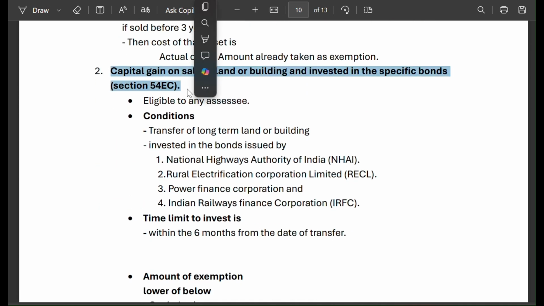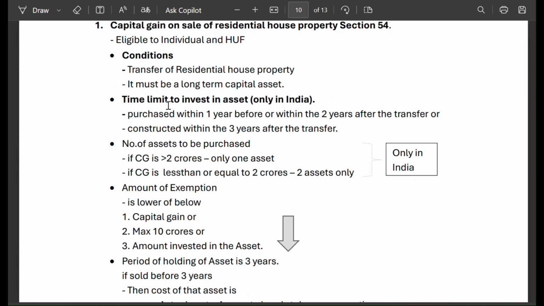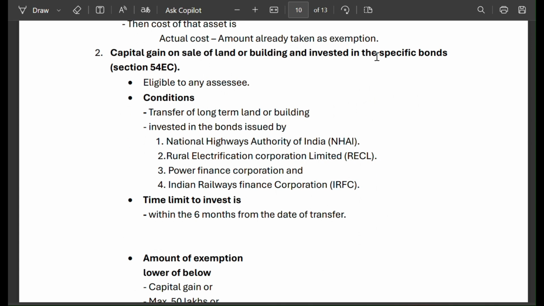And the second is section 54EC. This one applies to any sale of land or building where the amount is invested in specific bonds. The entire capital gain exemption scheme is about when you invest in other assets. These sections depend upon what asset you invest in. In the first one, you must invest in a residential house property. In the second case, you invest in specific bonds. You should invest in specific bonds only.